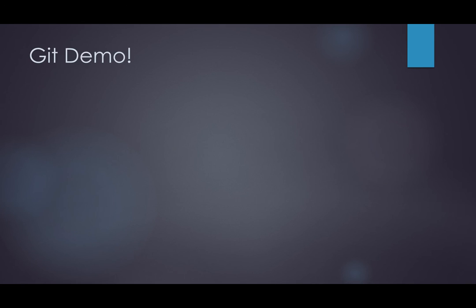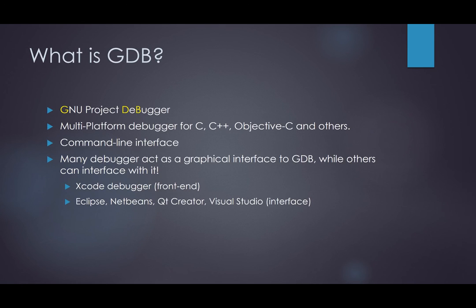So I'm gonna move away from Git now and talk about GDB. GDB is the GNU project debugger. The GNU project is basically an open source project that contributes a lot of the tools that you see in most Linux distributions today. It's a multi-platform debugger for C, C++, Objective-C, and some others. It does use a command line interface, so that might be a little bit scary, but hopefully after today you'll be a little bit more comfortable going through it.